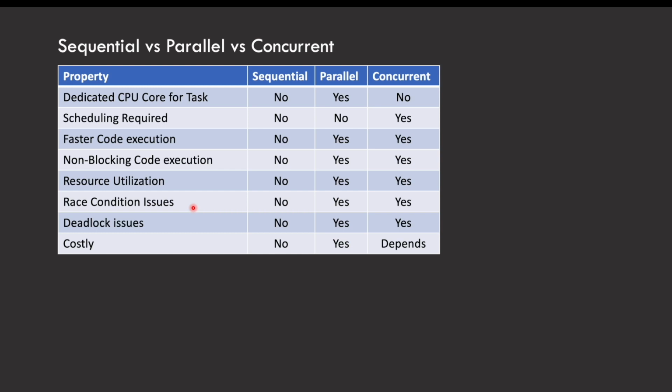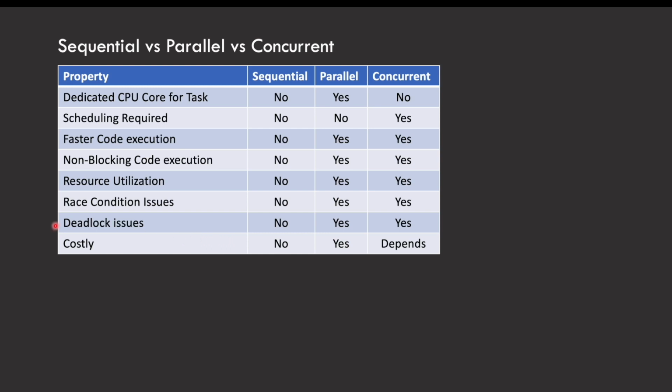And we also have deadlock issues. Deadlock is when one process is waiting for something from the other process, and the other process is also waiting for something from the first process. Process 1 waits for something from process 2, process 2 waits for something from process 1, and none of the processes can move forward. That's a deadlock issue. So in parallel and concurrent programming, race conditions and deadlock issues will exist. We'll go over that later also.